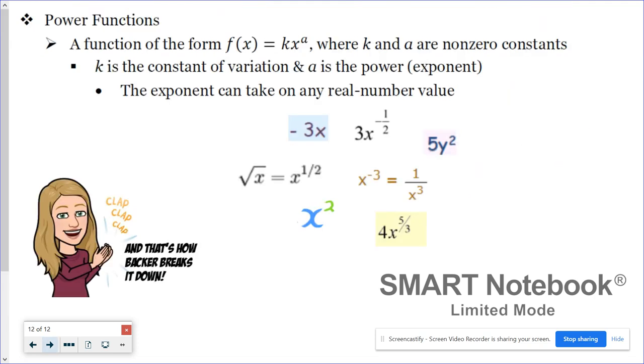So power functions are functions of the form f of x is equal to k times x to the a power. K and a are non-zeros. K is called your constant of variation. A, well, that's your power. It's your exponent. And most importantly, the exponent can take on any real number value. So positive, negative, integers, whole numbers, fractions, decimals. That's what they're talking about.